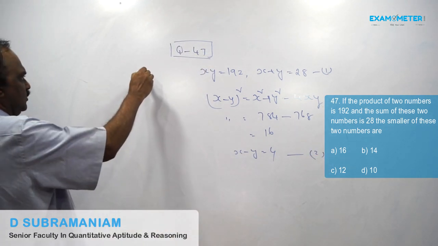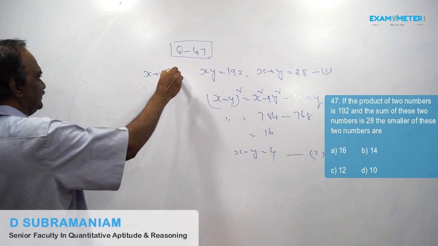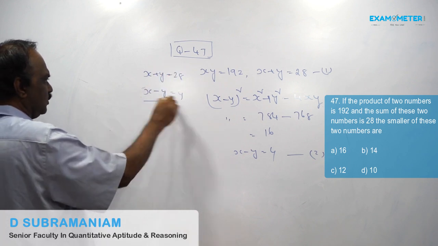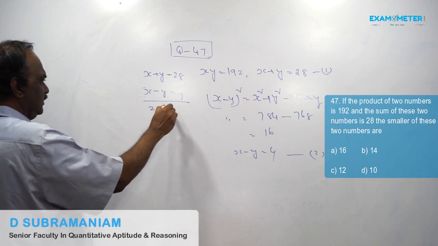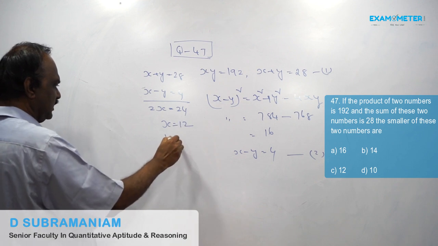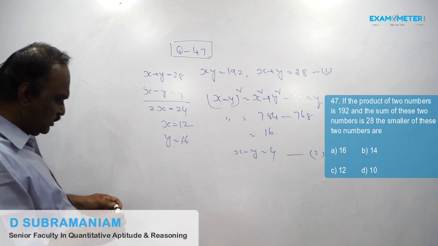x plus y is equal to 28, x minus y is equal to 4. 2x is equal to 24. X value comes to 12. Y value comes to 16.